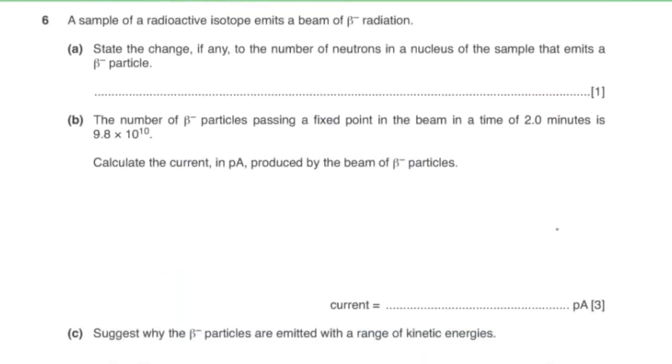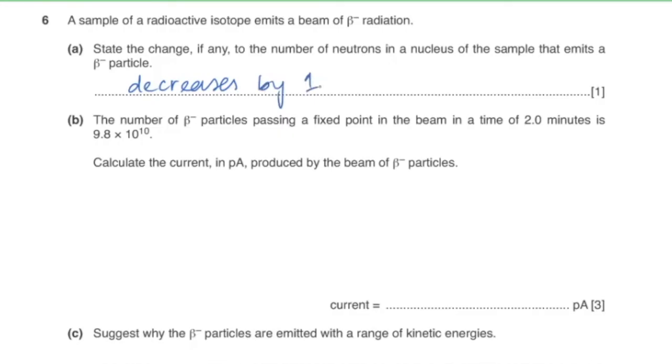Question number 6, part A. A sample of radioactive isotope emits a beam of beta minus radiation. State the change, if any, to the number of neutrons in a nucleus of the sample that emits a beta minus particle. So a neutron changes to a proton in beta minus decay. So we can write that the number of neutrons decreases by 1 in the nucleus of that sample.